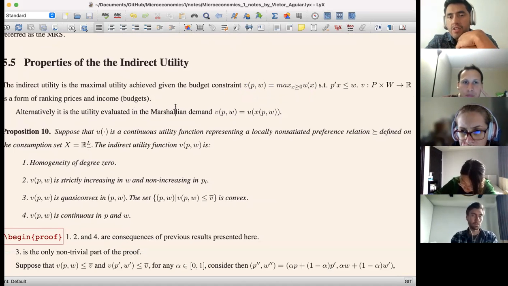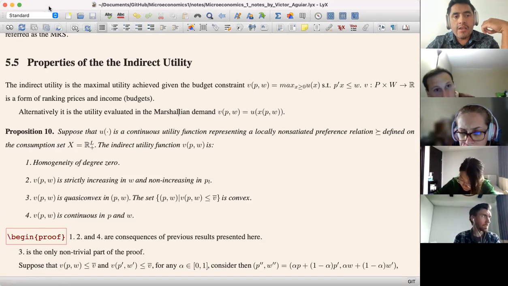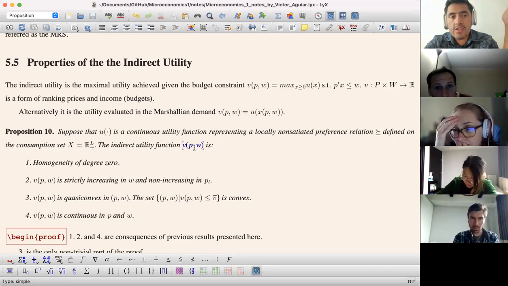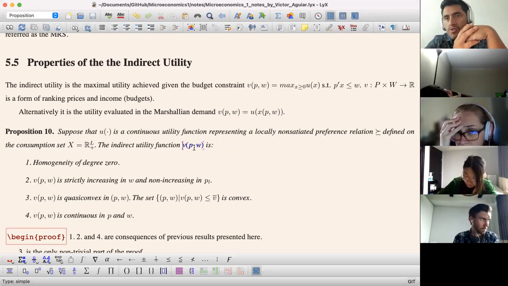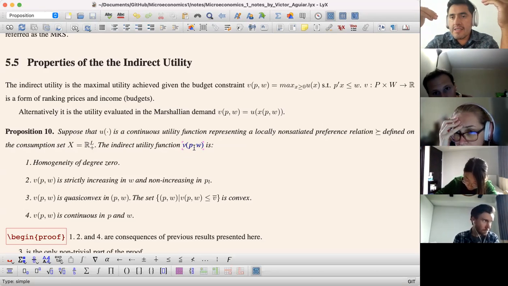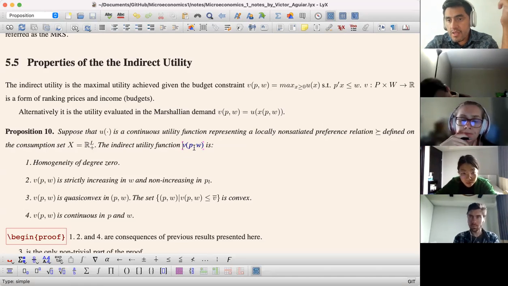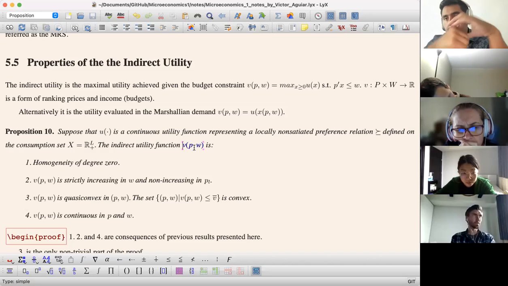representing some locally non-satiated preferences defined on the consumption set. Now the indirect utility has the following properties, just due to local non-satiation and continuity. First, it is homogeneous of degree 0. Remember the previous class where we said that the demand never changes with the scaling up of prices and income, and we called this homogeneity of degree 0. Now, if the demand doesn't change, the welfare you derive from the demand doesn't change as well. So the indirect utility is as well homogeneous of degree 0.